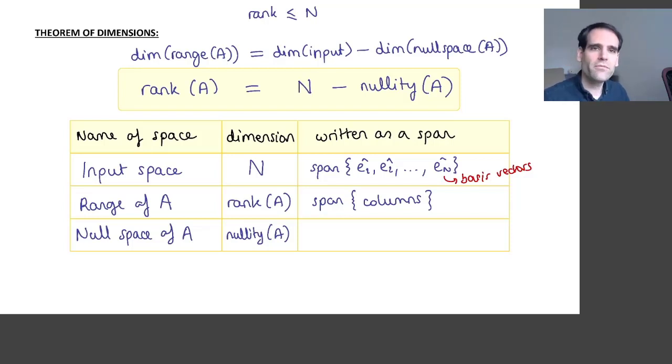So in the next video, we will see examples of calculating range, calculating null space, and checking the theorem of dimensions.